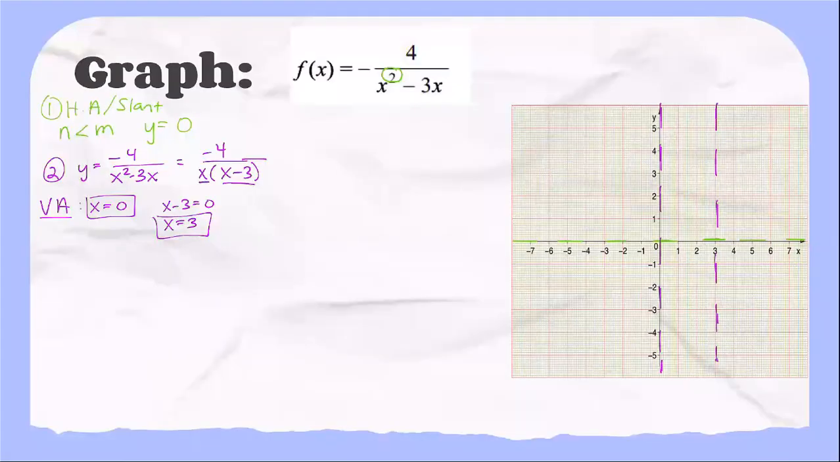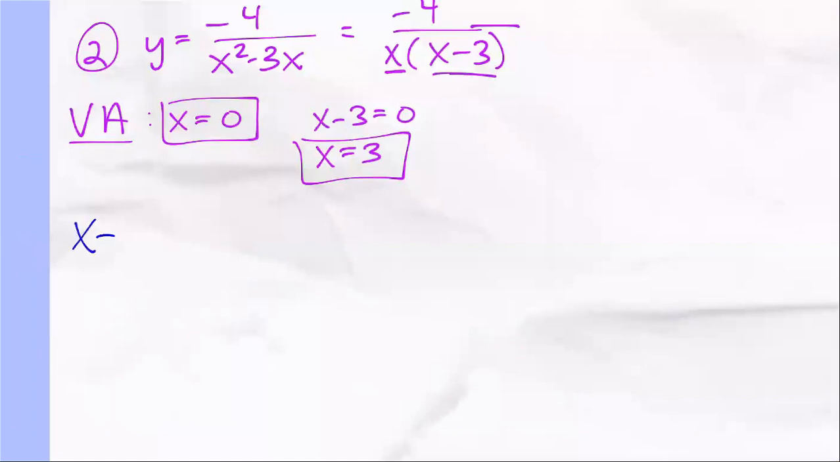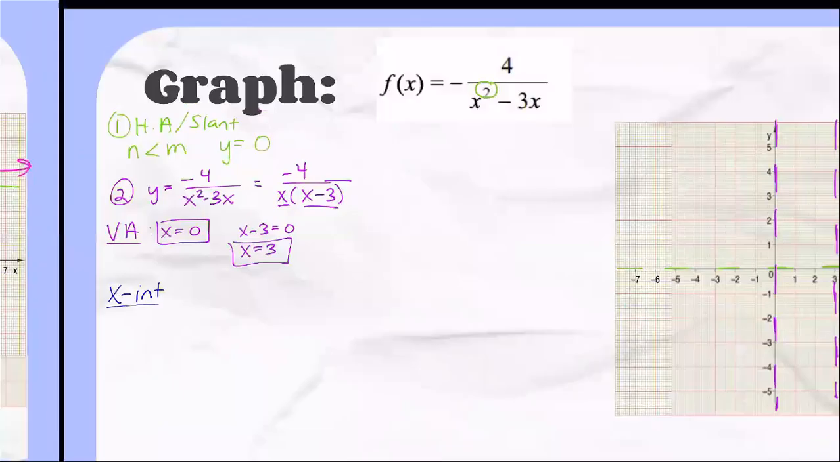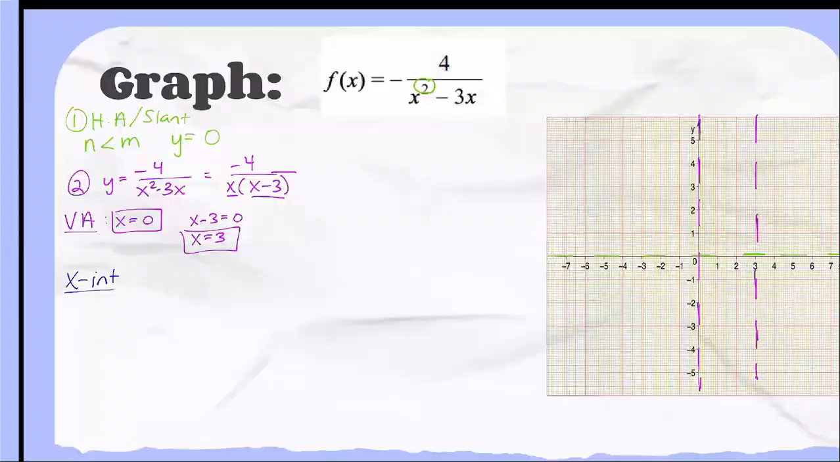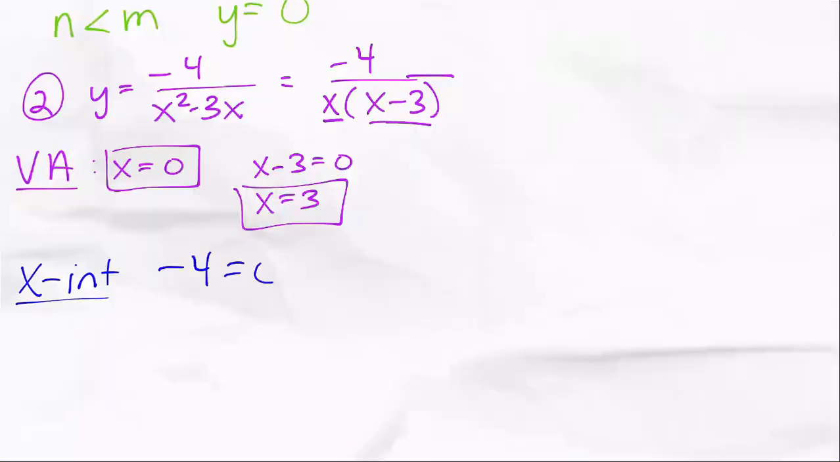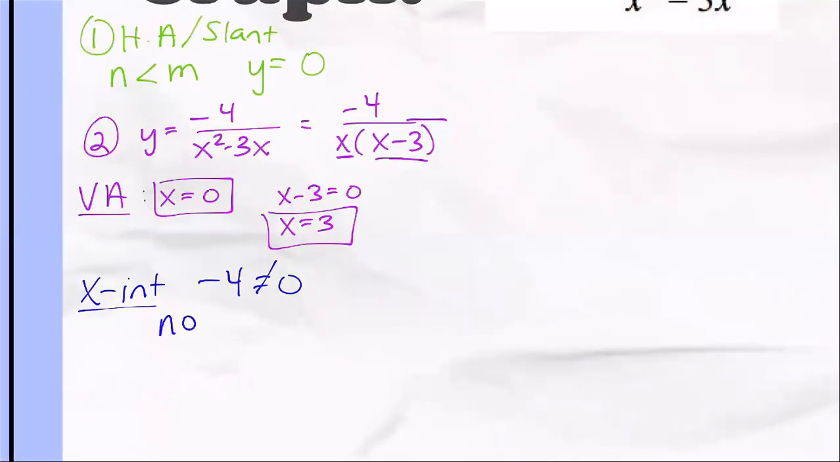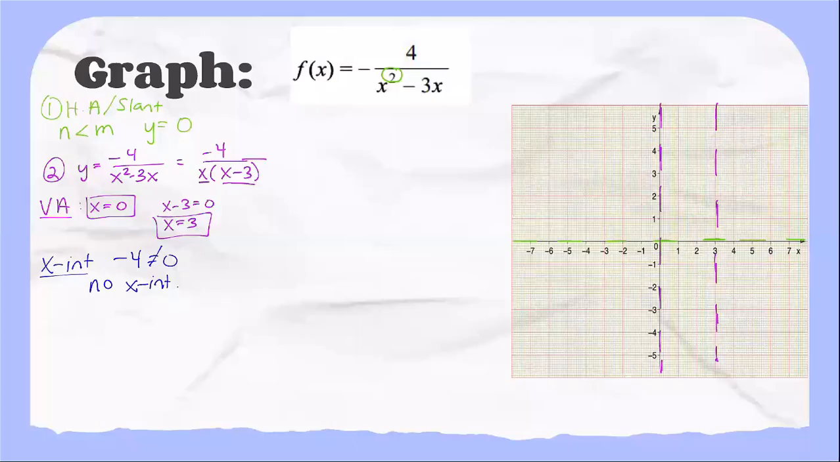Okay, so then I'm going to go ahead and calculate my x-intercepts. Remember, for this, I just have to set my numerator equal to 0. But in this case, there's no x. It's just -4 = 0. That is not a true statement. So there are no x-intercepts. So I know that however I draw this graph, I can never cross the x-axis.